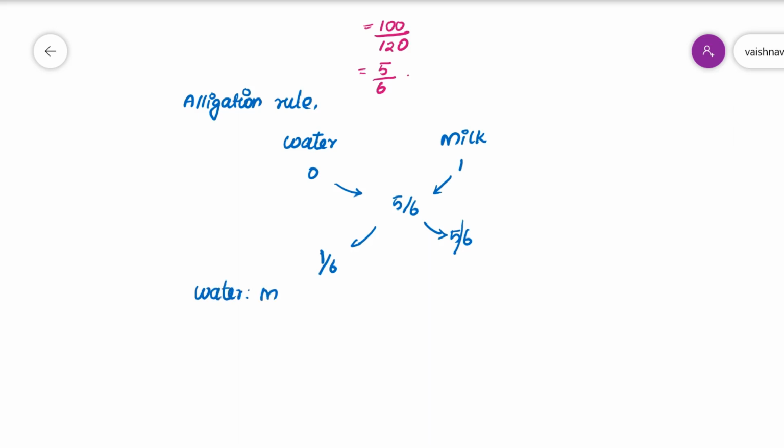So water and milk is to be in the ratio 1:5. So for 5 liters of milk, I have to add 1 liter and sell it for the 20% gain.